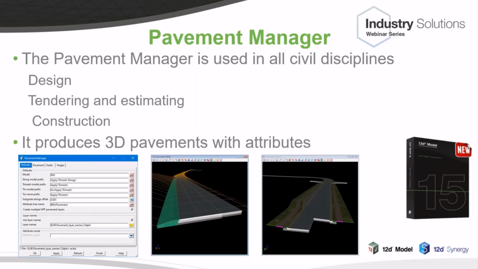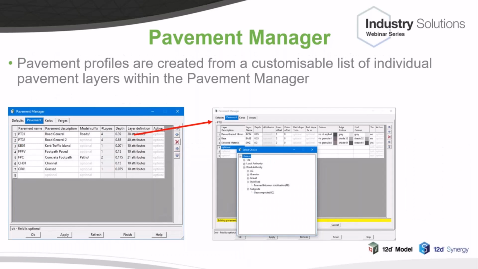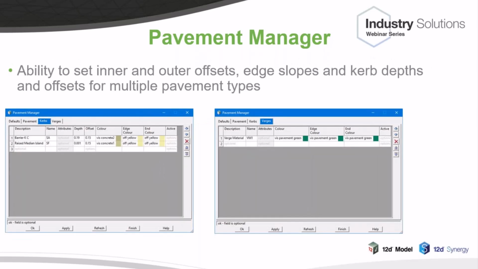Because of course the MTF can create all this automatically, but often you don't have that information. It has a whole lot of profiles which you can customize yourself and put in there, and then you apply them to the different things. It also has inner and outer offsets, edge slopes and curve depths for your curves and verges. And you can have these multiple pavement types.